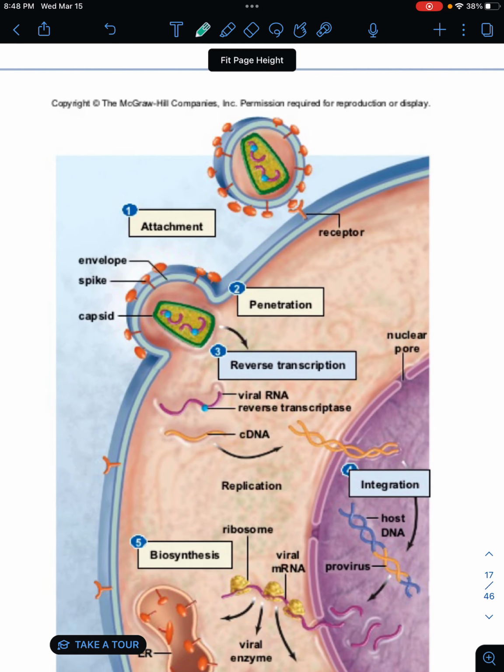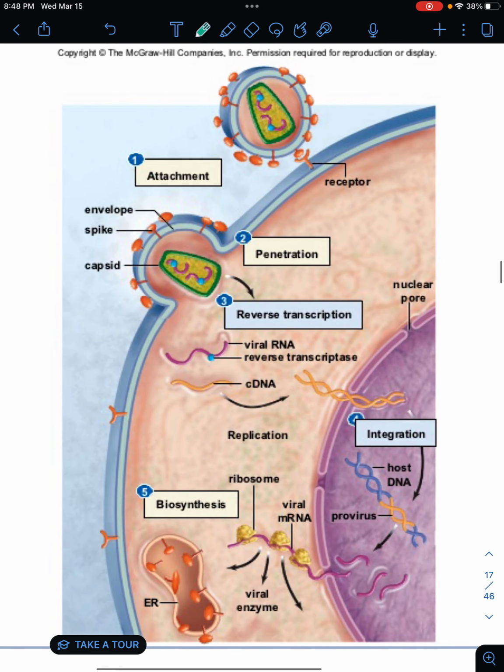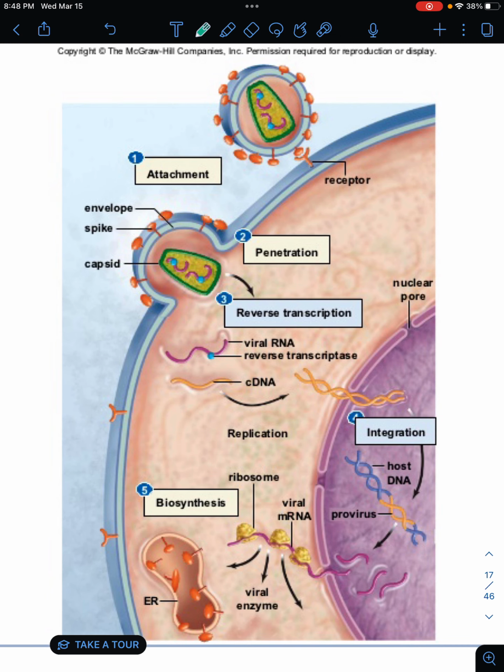So let's look at this picture. All right, so step one, we have attachment. Remember, we're talking about how these things work. Step two, penetration. This one was engulfed.